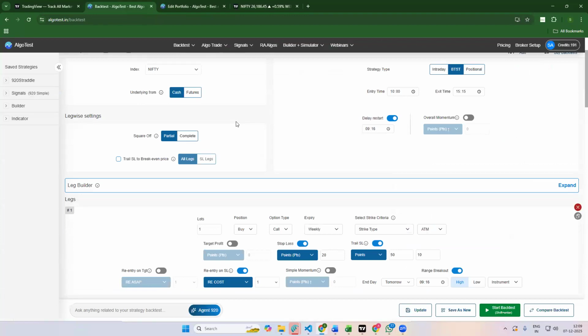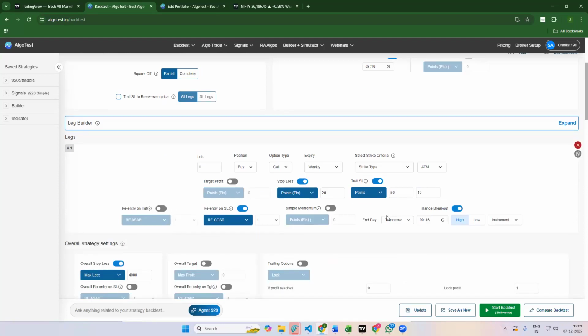But there is also another thing called ORB, that is opening range breakout or previous day range. We can also use it as a previous day range breakout. Okay. So since we want to build the strategy with the limited features available with us in AlgoTest, how will we build this strategy in AlgoTest? To build this strategy in AlgoTest, we are trying to capture the previous day high and low. So for this there is something called range breakout.